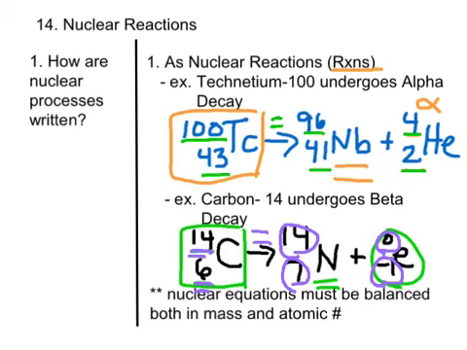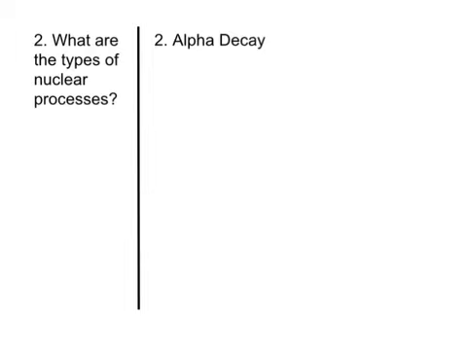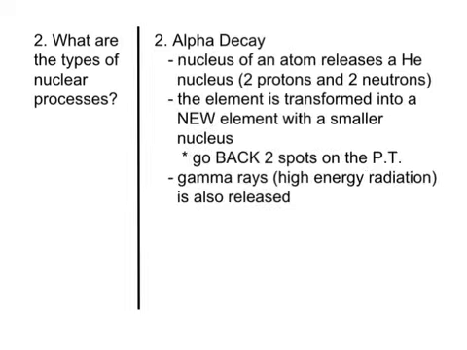Okay, let's take a look at our second question, which entails all of the different types of nuclear processes that we're going to study. Our second question is, what are the types of nuclear processes? So we're going to start with the nuclear process of alpha decay. So in alpha decay, what happens is that the nucleus of an atom is unstable. So it's an isotope that has way too many neutrons than protons, and so it becomes unstable and it starts to freak out.